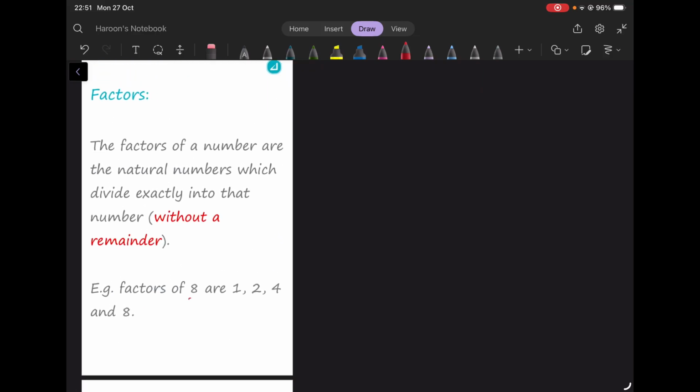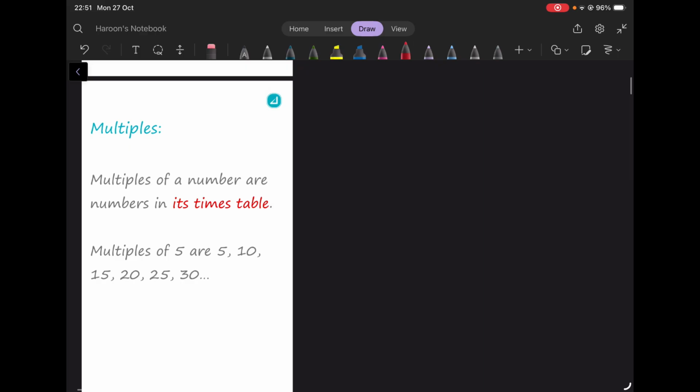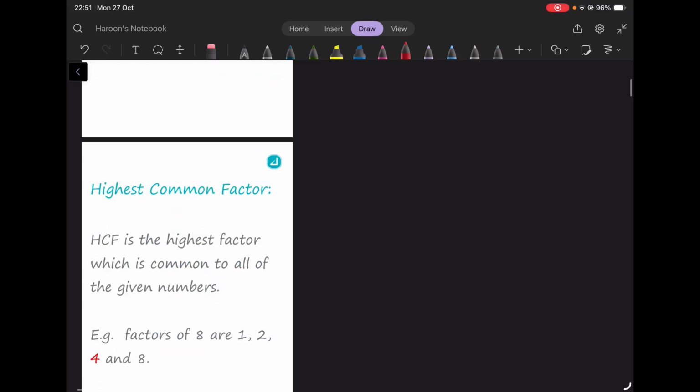So for example, factors of 8, which numbers have 8 in the table? 1, 2, 4 as well as 8. 1 and the number itself would always be a factor of that particular number. Now multiples is just the timetable. Multiples of 5, for example, 5 times 1 is 5, 5 times 2 is 10, then 15, 5 times 4 would be 20 and so on.